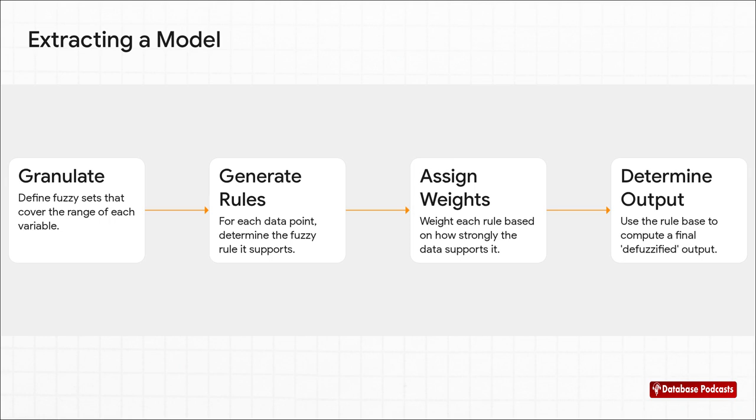Next, it generates rules. It looks at every single data point and figures out what kind of if-then rule it supports. Like if age is young and income is high, then credit risk is low. Then it assigns a weight to every rule based on how strong the evidence is in the data. And finally, to give you a single, clear answer, like a specific risk score, it has to determine the output. This last step is called defuzzification, and it's basically where it combines all those rules to give you one final, actionable number.